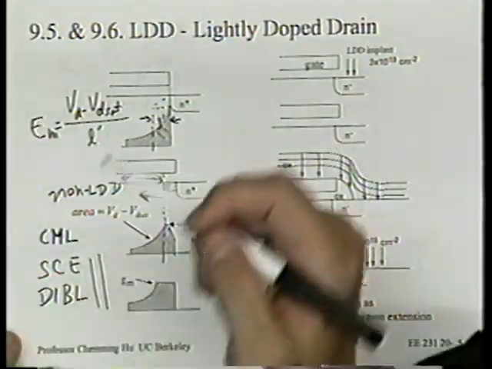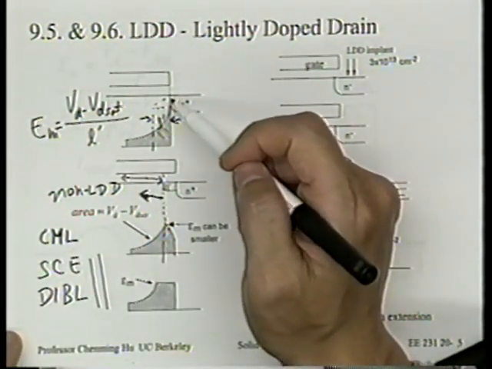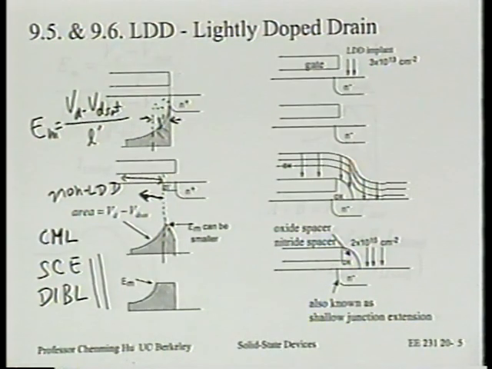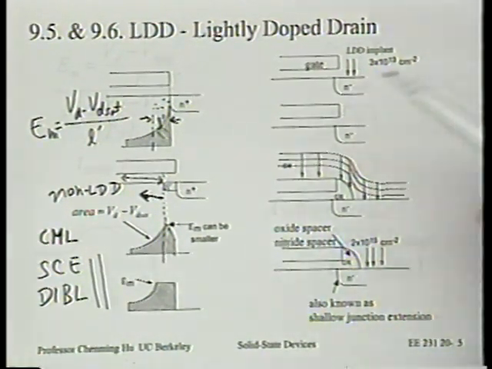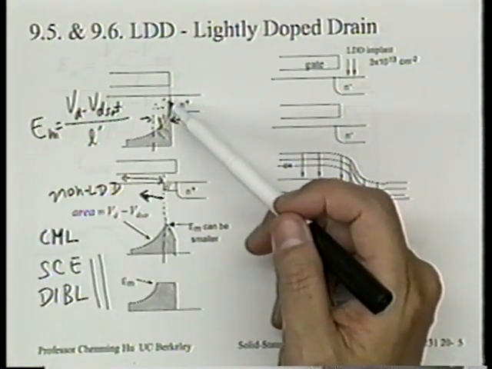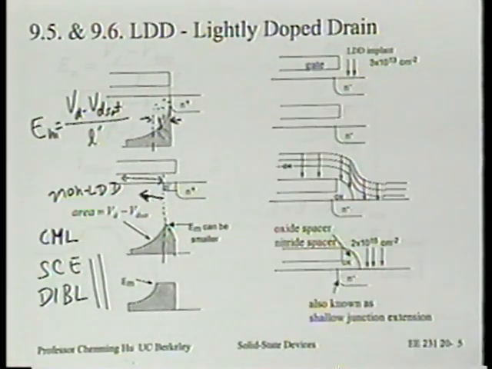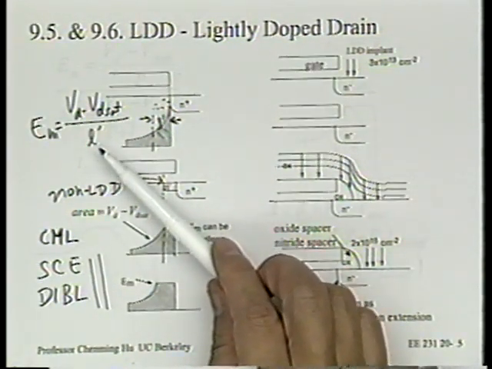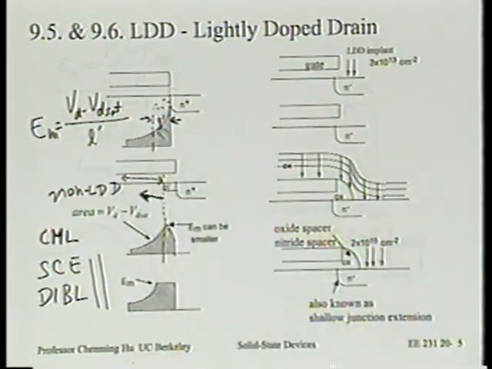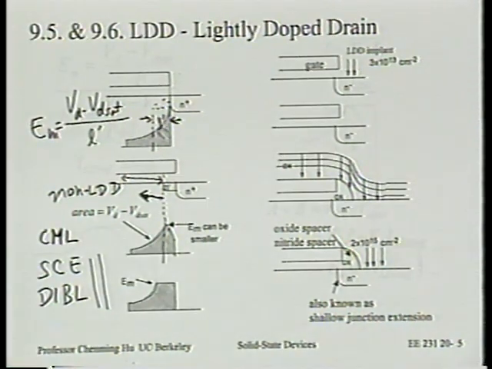Put another way, how deep does the electric field penetrate from the drain into the channel? I'm using some new words for you here. Think about that. How deep does the electric field penetrate from drain to the channel? That's what L prime, or L, means. It is that depth. How much does the field penetrate into the channel?